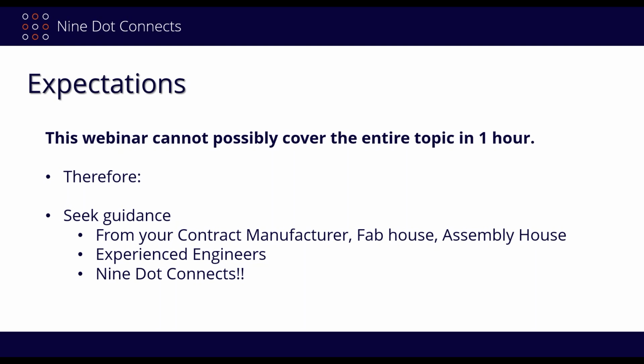And we're only going to kind of skim the surface today, but hopefully give you enough information so we can possibly make you dangerous. So because we can only cover so much of the topic in 1 hour, obviously you want to seek guidance from your contract manufacturer, your fab house, your assembly house. And of course, if you have any experienced engineers at your company who've been there, done that, once burned, twice shy, engineers who've experienced the pleasures and pitfalls of dealing with fabricators and assemblers, you certainly want to talk to them as well. Experience is key in this particular industry.